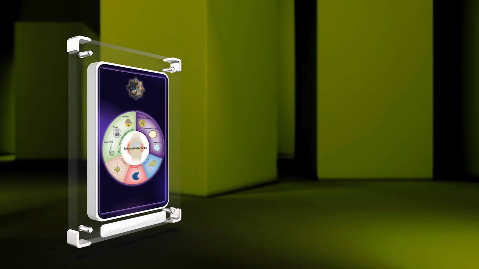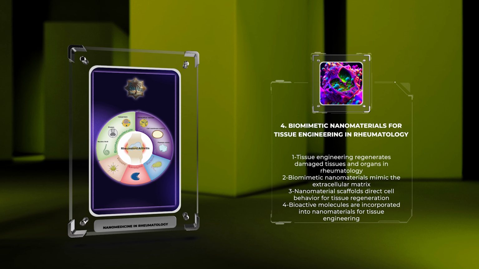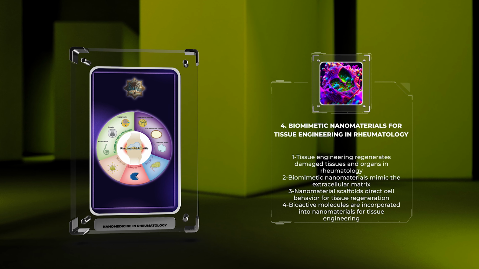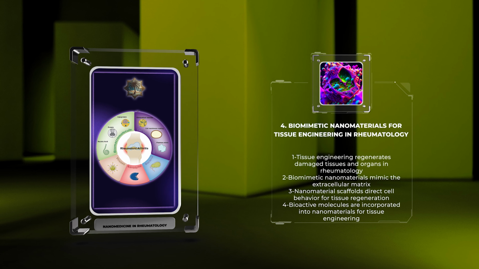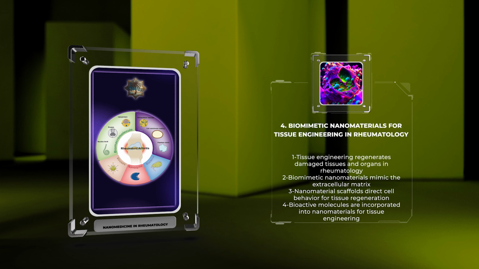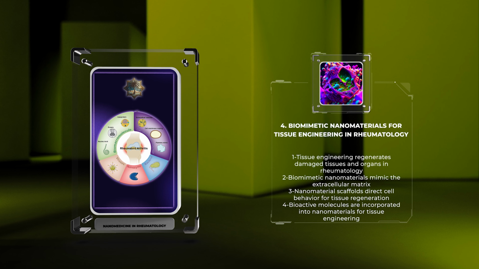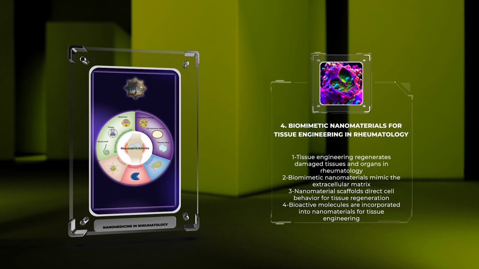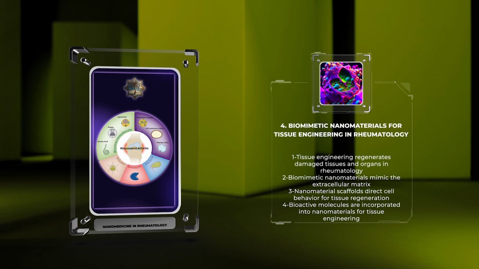Tissue engineering holds immense potential in the regeneration of damaged tissues and organs. However, in rheumatology, the unique challenges posed by the disease microenvironments necessitate innovative approaches. Enter biomimetic nanomaterials. Biomimetic nanomaterials mimic the natural extracellular matrix, providing an ideal environment for cell adhesion, proliferation, and differentiation. By incorporating bioactive molecules, such as growth factors and extracellular matrix components, into nanomaterial scaffolds, researchers have successfully directed cell behavior towards tissue regeneration in rheumatic disorders. These nanomaterial-based tissue engineering approaches hold promise for the restoration of joint function and alleviation of symptoms.